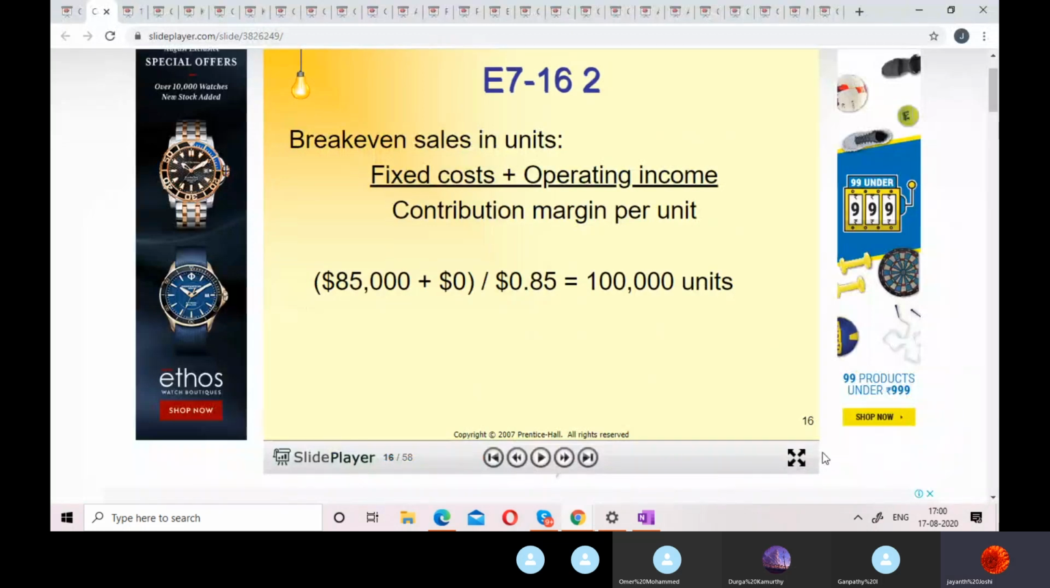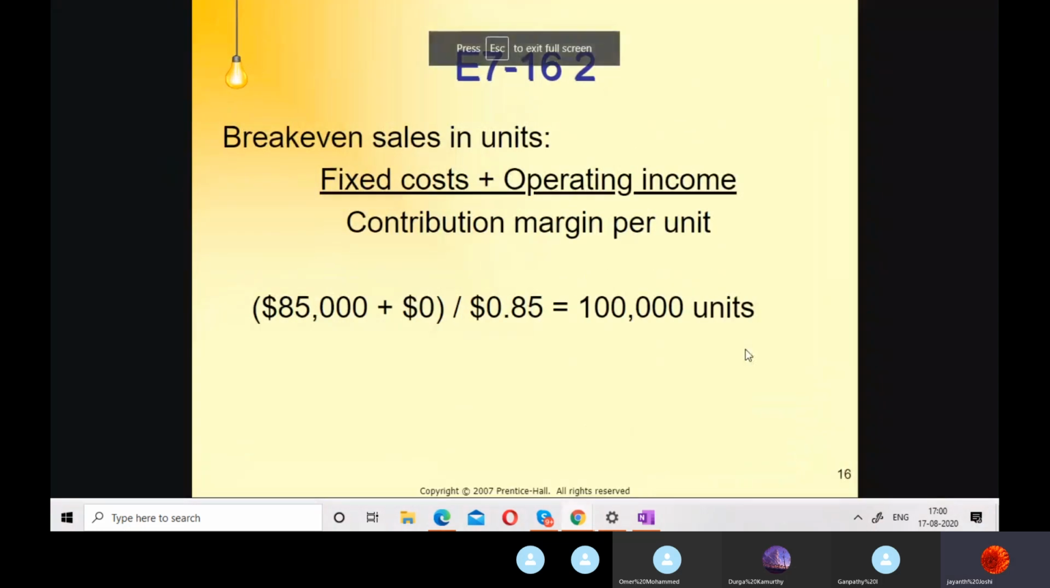So this is break-even sales in units. Fixed cost plus profit by contribution margin per unit. You get the answer in break-even point, break-even sales in units. Okay, so you can check this.